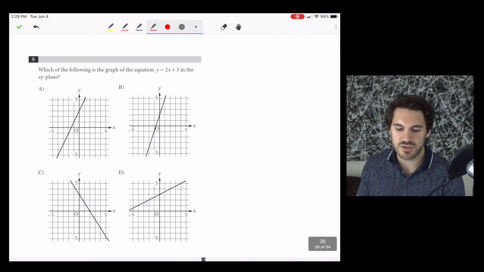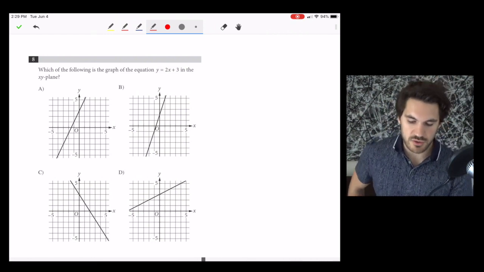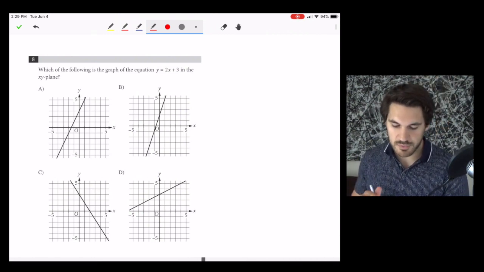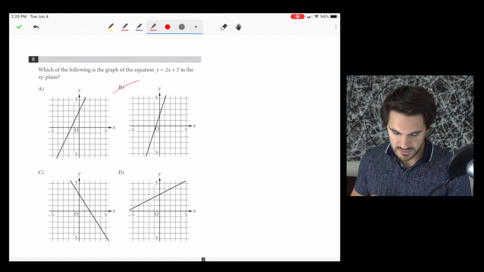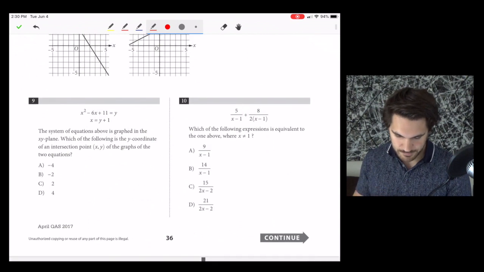Number 8. Which of the following is the graph of the equation y equals 2x plus 3 in the xy plane? Well, we know that the slope is 2. The y-intercept is 3. Well, this one has a y-intercept of 2. This one's 3. And so it has to be answer choice A.